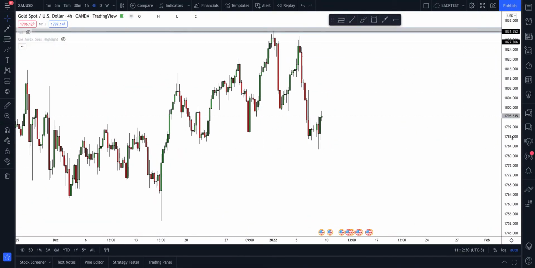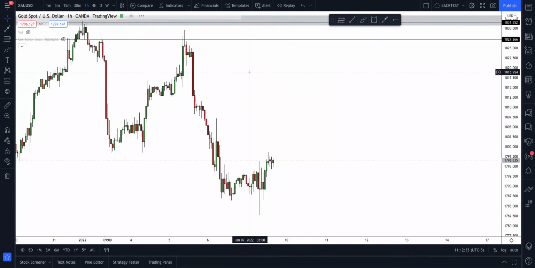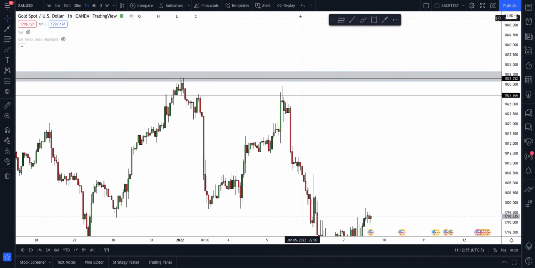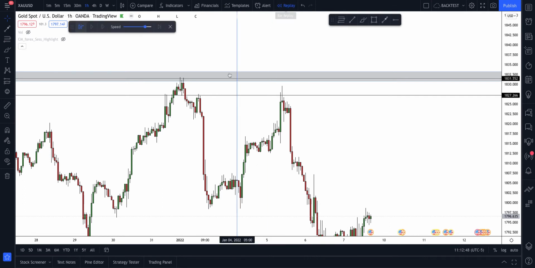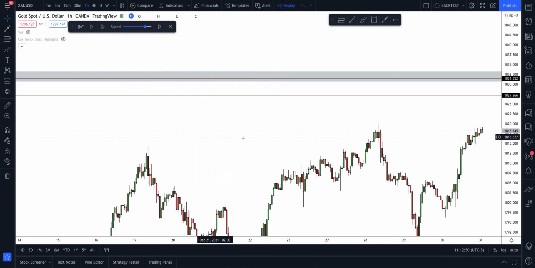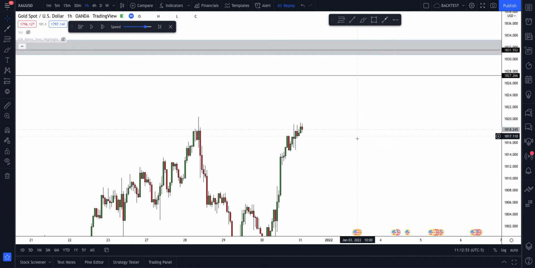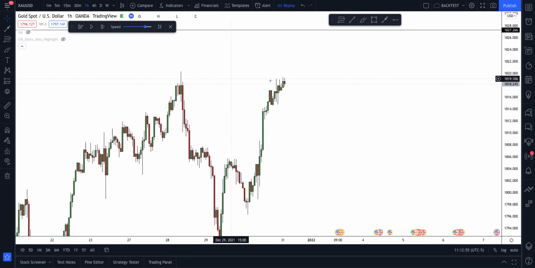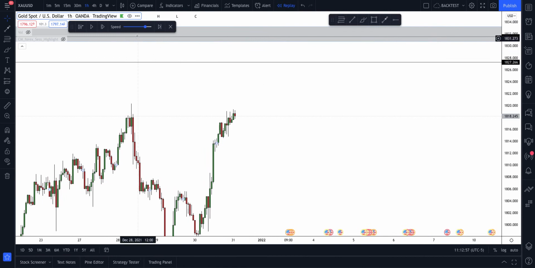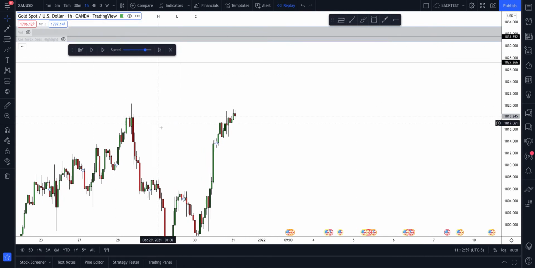Okay, so for today, I'm gonna use the replay button for our backtesting session. I'm just gonna make this quick. Just gonna give you some points, then I'll be out. So let me go here and start. So as you can see, we have price kind of rejecting the zone.